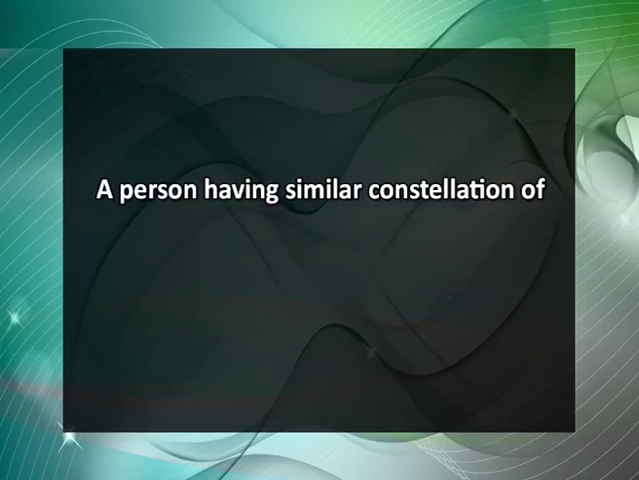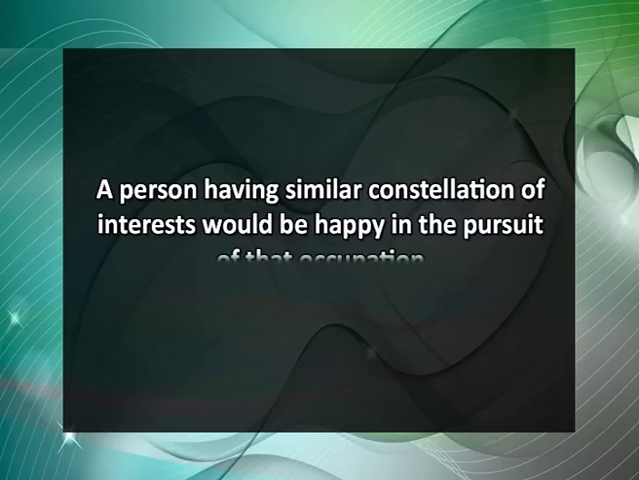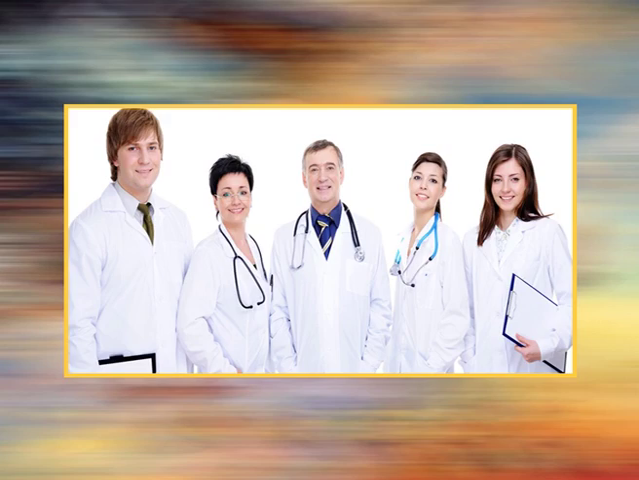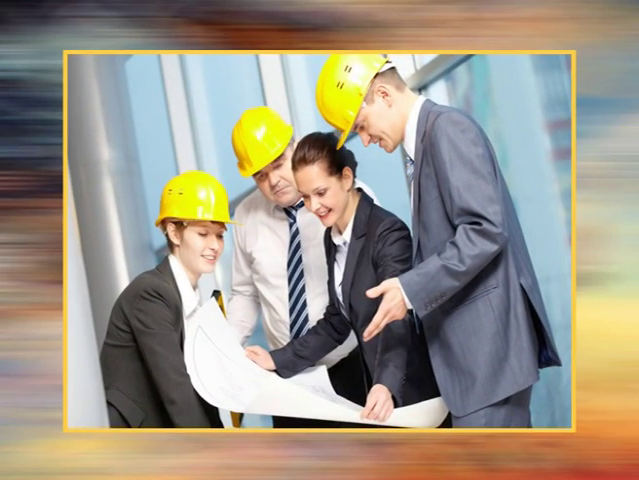Strong assumed that persons belonging to a particular occupation tend to have similar interests. A person having a similar constellation of interests would be happy in the pursuit of that occupation. Strong identified the interests of successful lawyers, doctors, engineers, and business executives. It was found that persons engaged in different occupations were characterized by common interests which differentiated them from others.